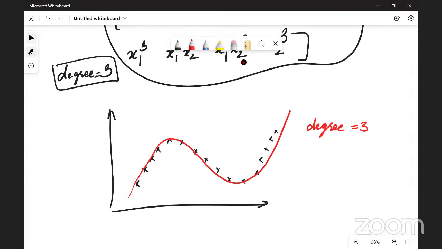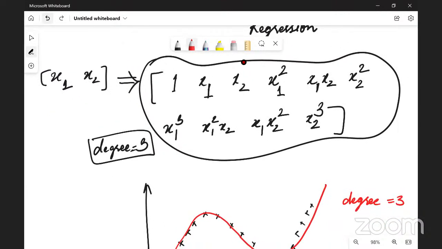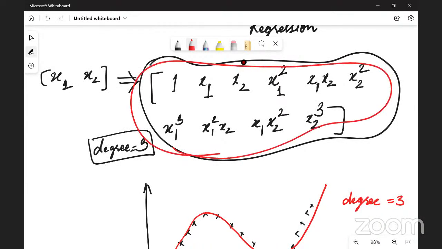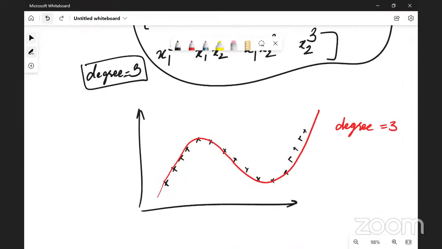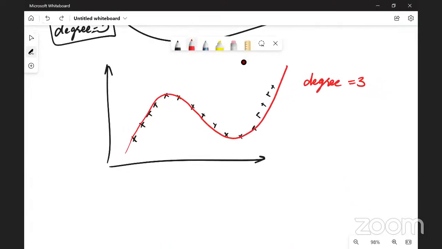So what I was saying is that if these were your original features, and you had applied a third degree transformation, this is how your input feature matrix would look. And for the original problem that we saw, the data points are represented by small x's. If you had fitted a model with degree 3, then you would have definitely received a model like this, which is shown in the picture by the red line.